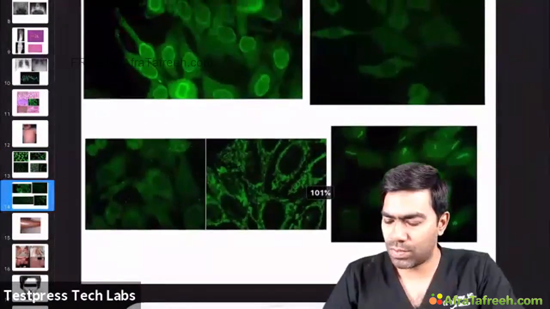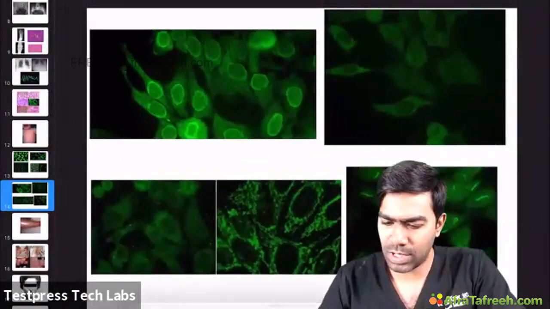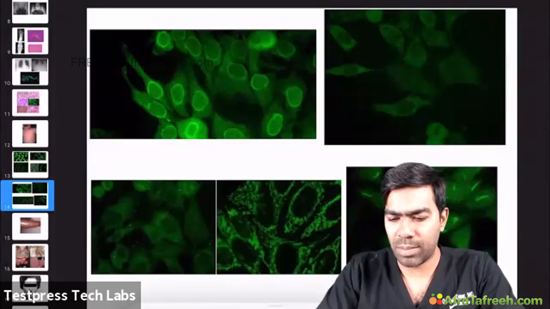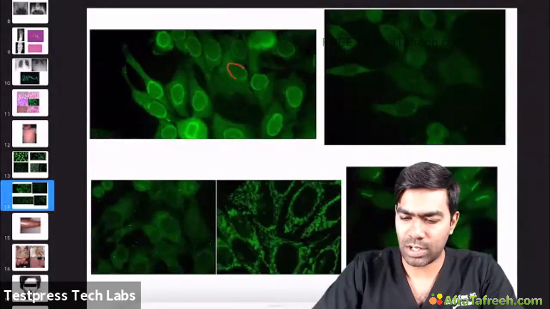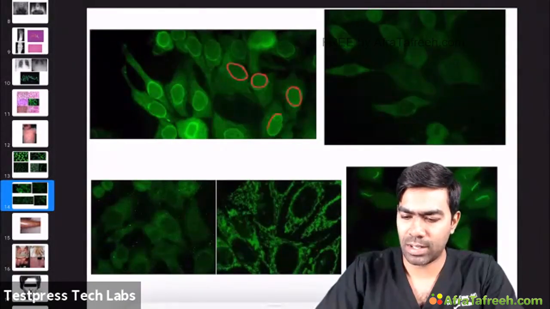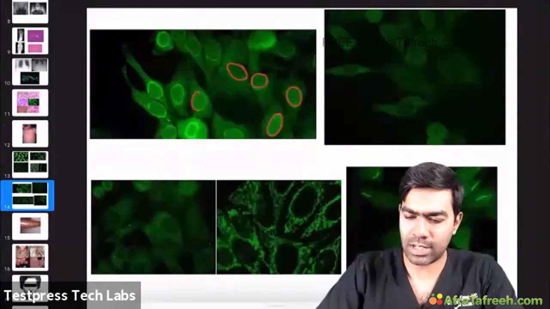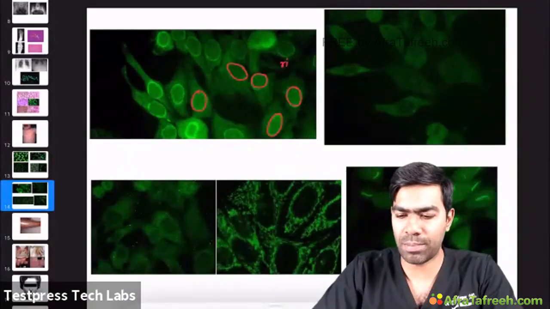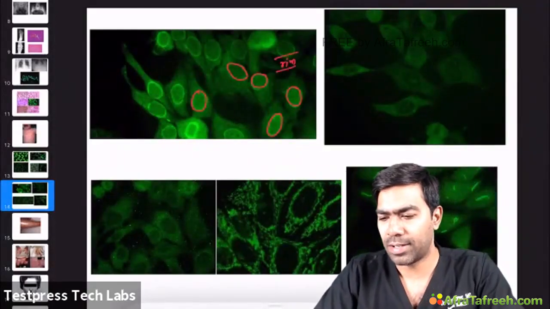Then, of course, we have this form of staining. So this is the peripheral rim pattern. You can see this is the nucleus that you're seeing, and only the periphery rim of the nucleus is getting stained. Rim of the nucleus is getting stained. So this is a peripheral or a rim pattern that we generally tend to get.